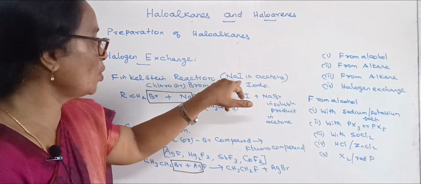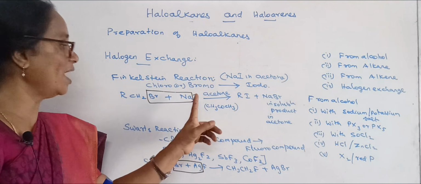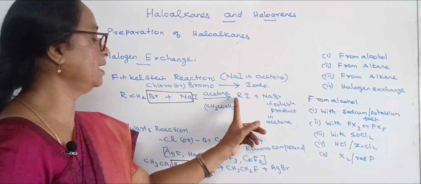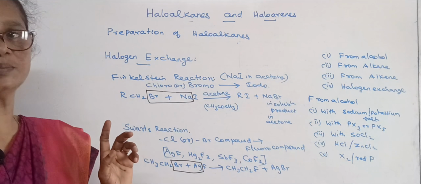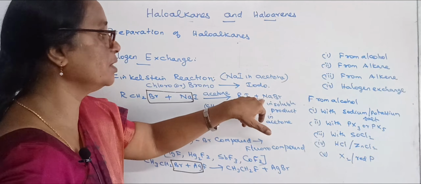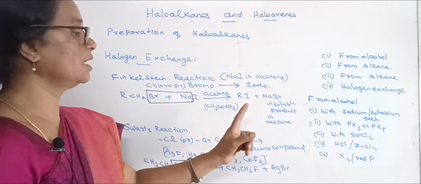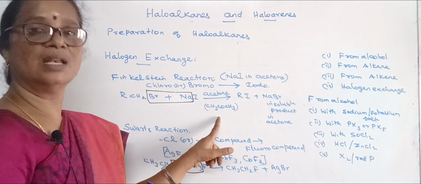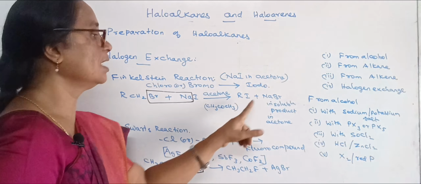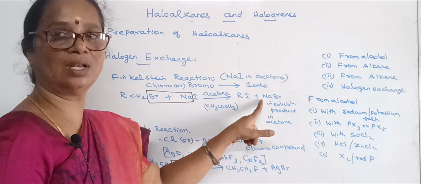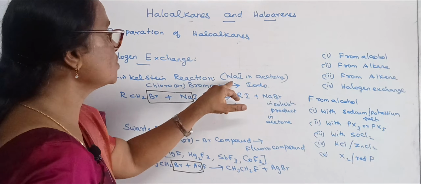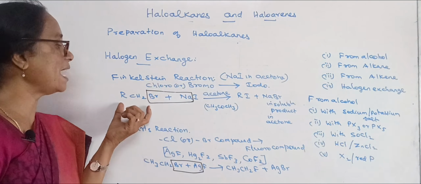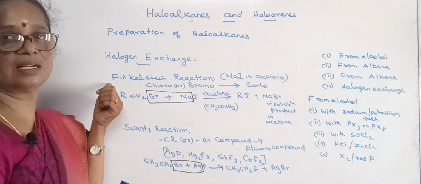So when you take sodium iodide in acetone, the iodide replaces the bromide group, so we are getting alkyl iodide, in which the salt formed, sodium bromide, becomes insoluble in acetone, because acetone is a nonpolar solvent in which the ionic compound becomes insoluble. So the presence of sodium iodide in acetone indicates the reaction is Finkelstein reaction.